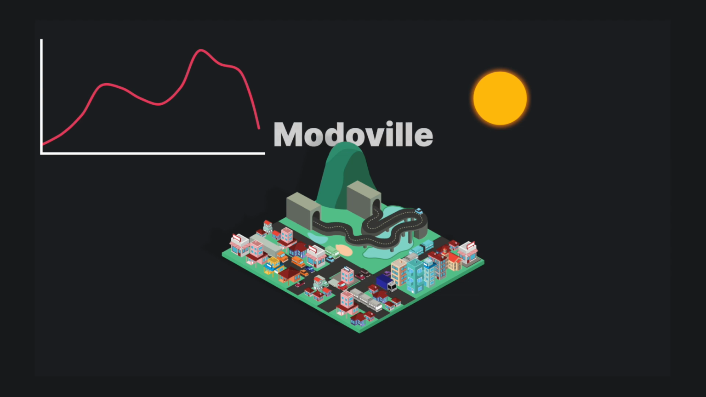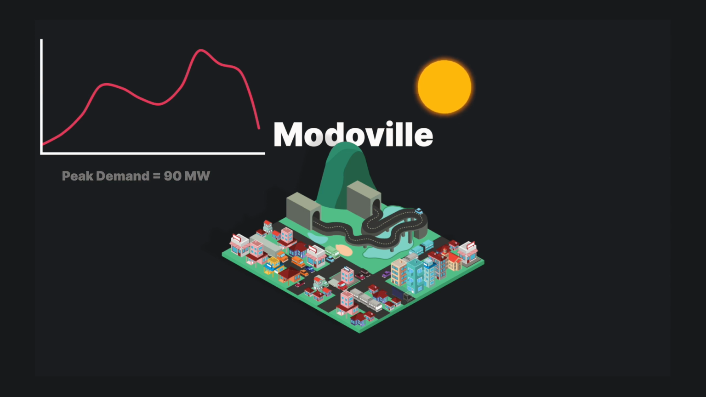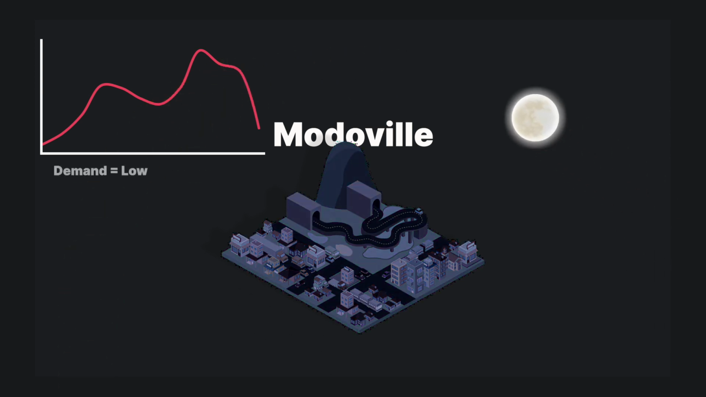To make things more interesting, we need a source of demand. So let's imagine a small town. The town is full of homes and businesses, and it has a peak demand of 90 megawatts and a pretty simple demand profile. Overnight, when people are asleep, demand's low.